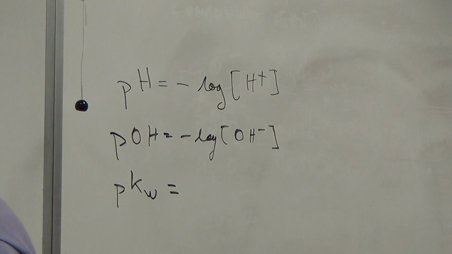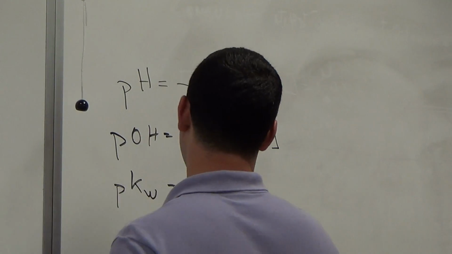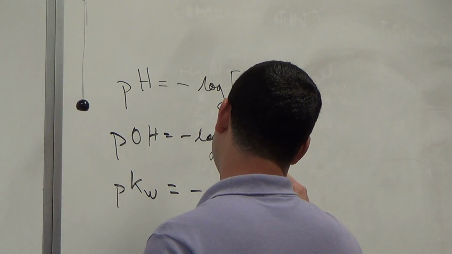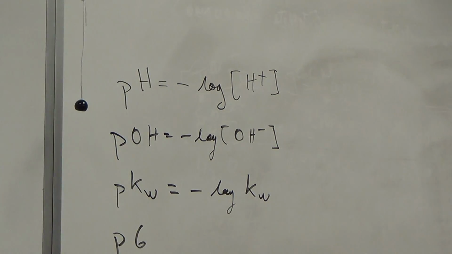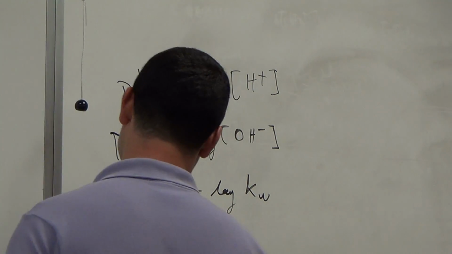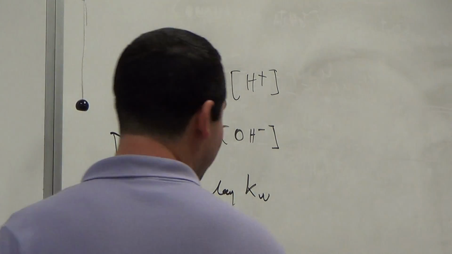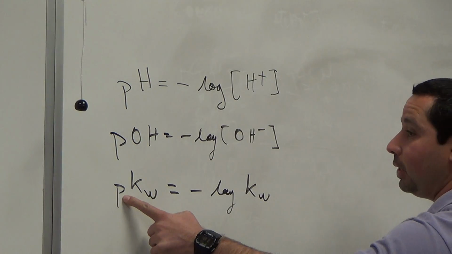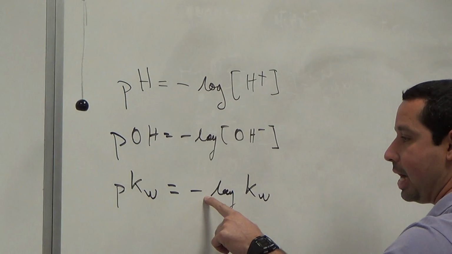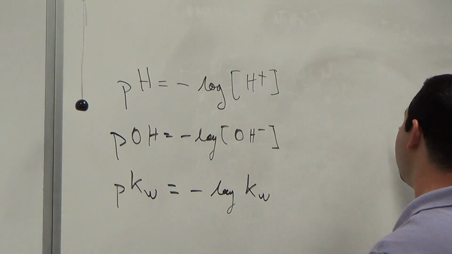What's pKw? Negative log of Kw. What's pG? Everyone can see, my initials. You got that one wrong on the test. All right, so anything that has a p in the front means negative log. Okay, very good.